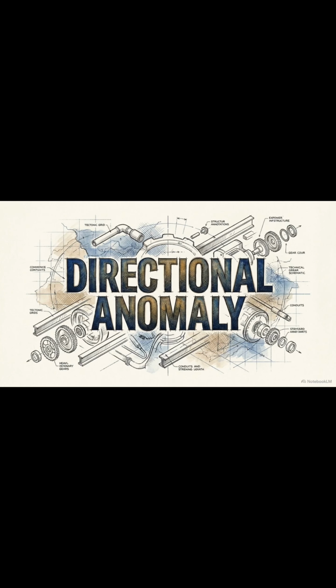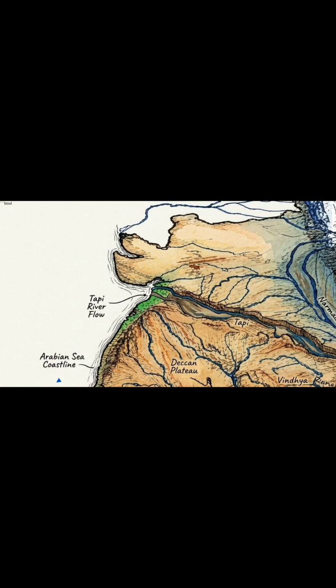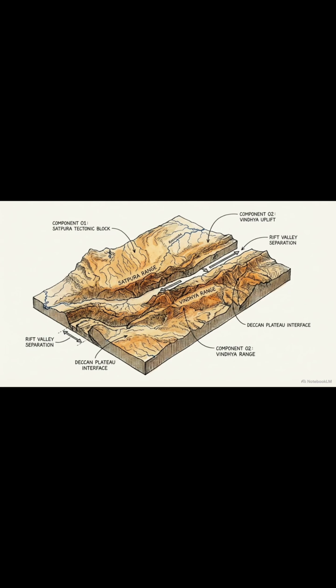But this continental tilt presents a geomorphological paradox. If the peninsula slopes eastward, the massive Narmada and Tapi rivers shouldn't be able to flow west into the Arabian Sea. The explanation lies in tectonic faulting.